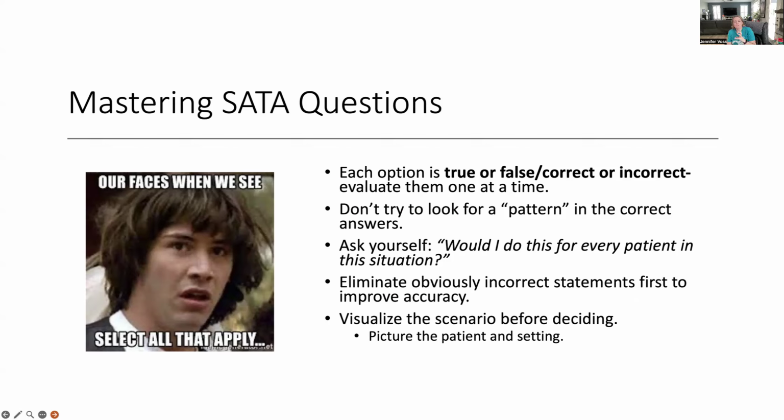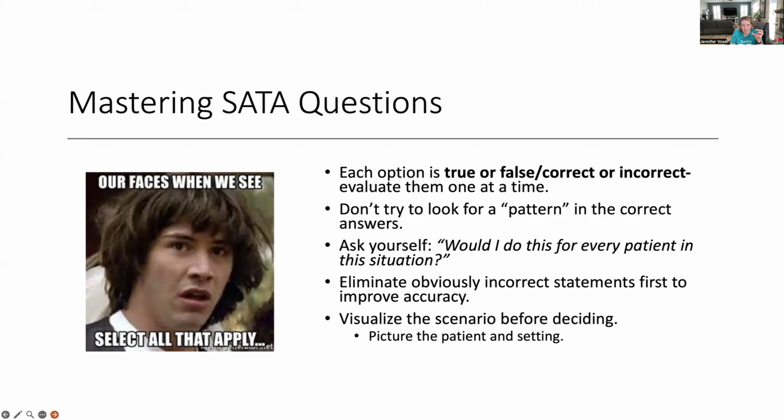The other thing too, keep in mind that in this case, we might be looking for a black and white option, right? Because we're going to be asking ourselves, would I do this for every patient in this situation? We also want to eliminate obviously incorrect statements. You can look for those polar opposites to help you with that too. And visualize the scenario before deciding.